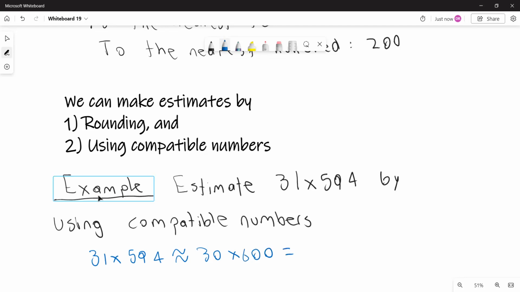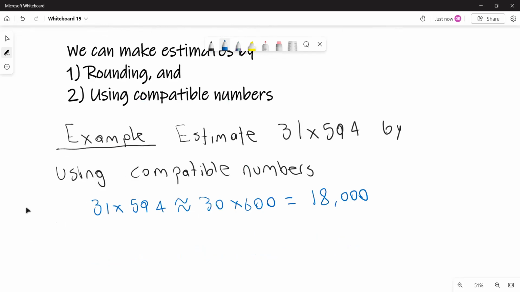That's something you can do mentally. 3 times 6 is 18, and you have 3 zeros. And for this matter, the exact answer is 18,414.